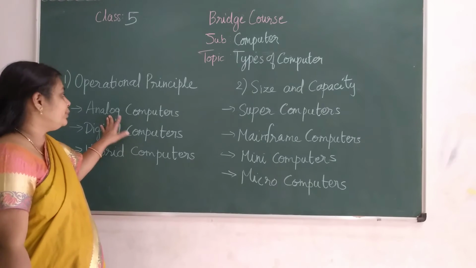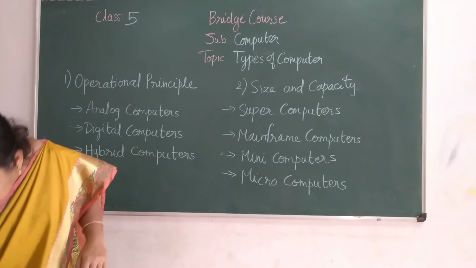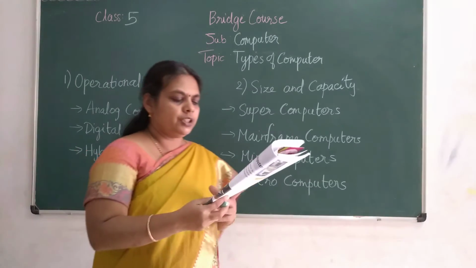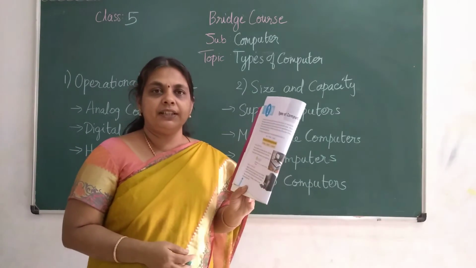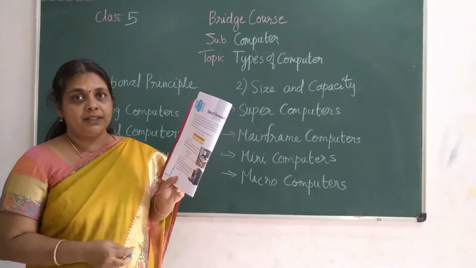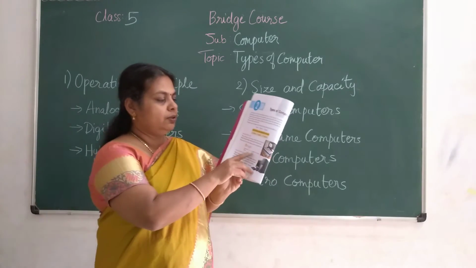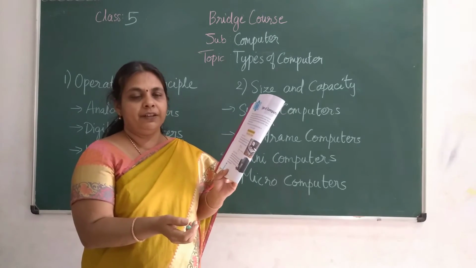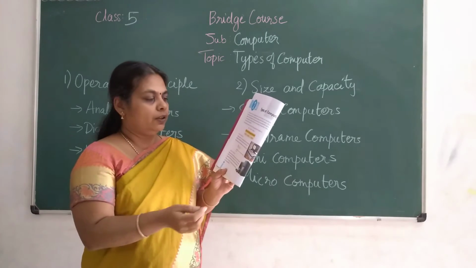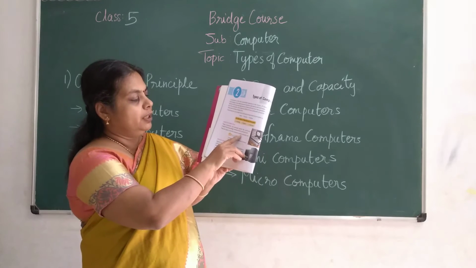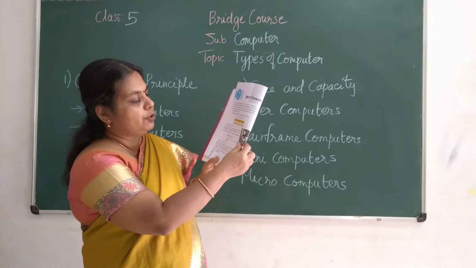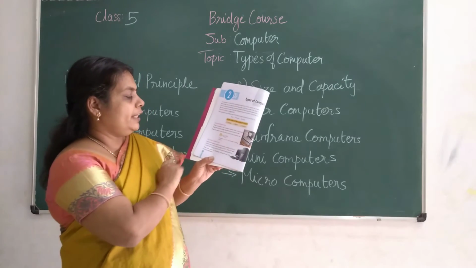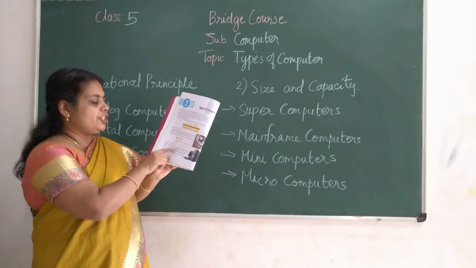For measuring physical quantities, children, like temperature, voltage and current, we use analog computers. I will just show you the picture over here. Analog computers are used in scientific research centers and hospitals, children. They find out your pressure or pulse, and those are analog. Here they have shown an analog computer.